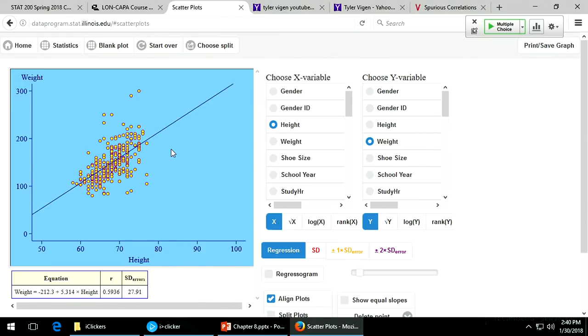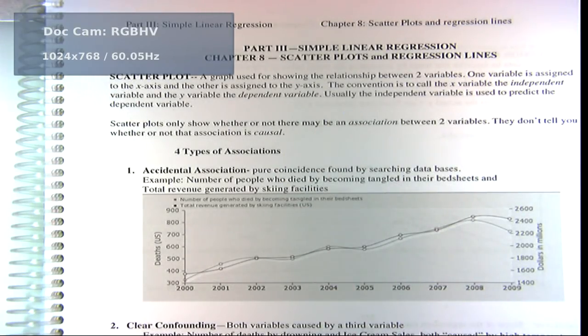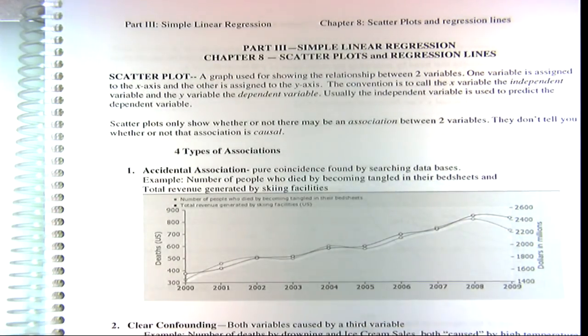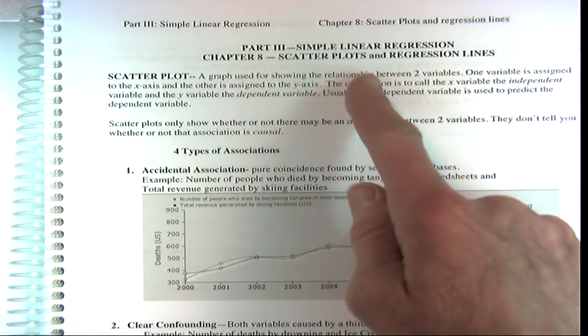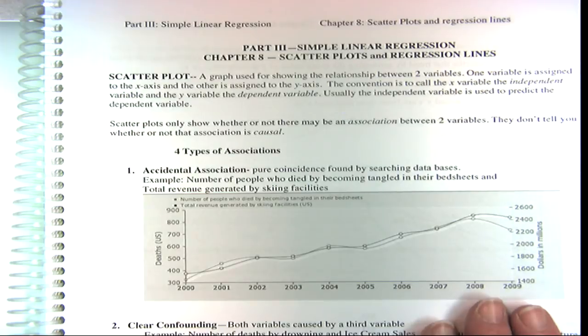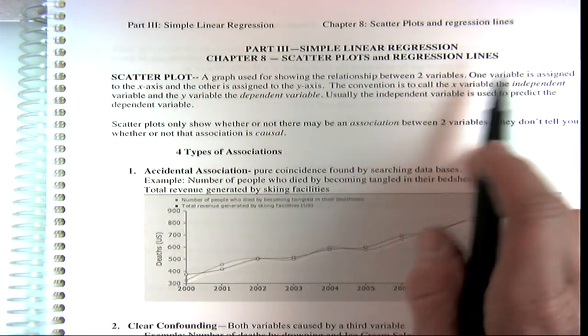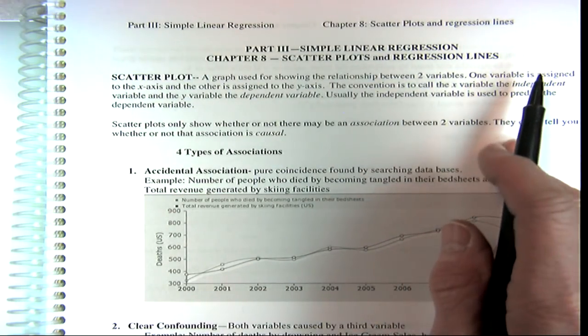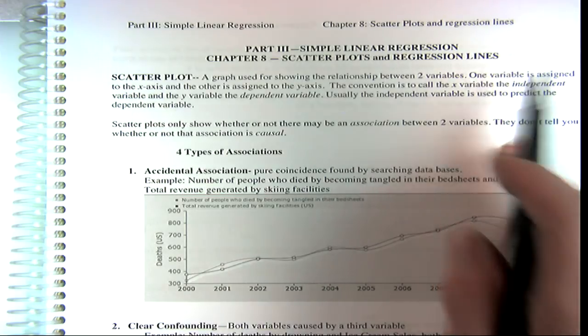So on page 29, let me just show it to you. Page 29, we're going to be looking at chapter 8 today. We're going to finish this. And this is on scatter plots and regression lines. I'm sure most of you have already had this.